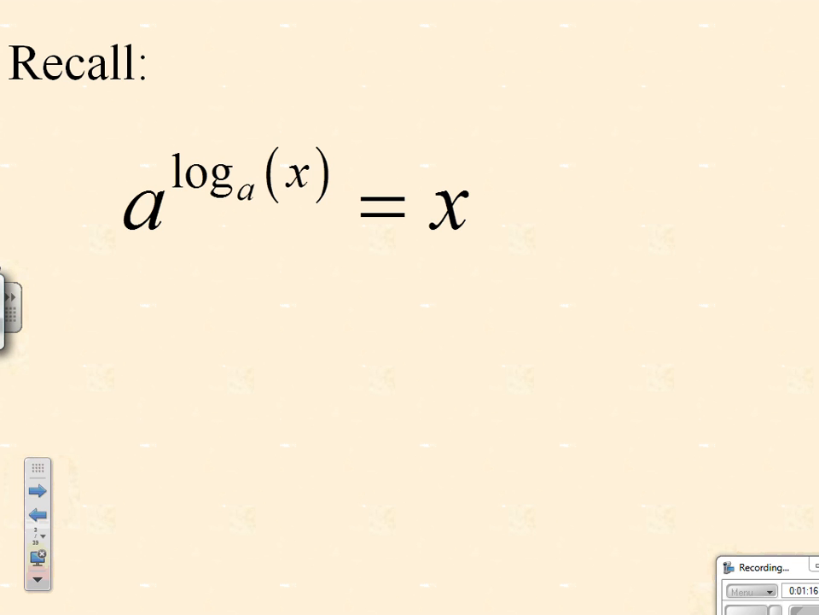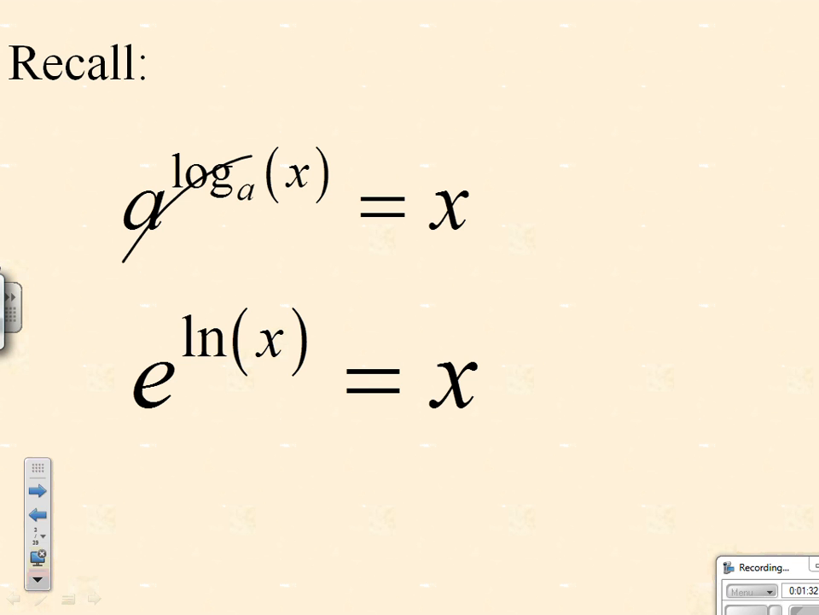A raised to the log base a of x is x. All we have here are inverse operations. This is what we're going to be doing today. We're going to see a logarithm. I need to get rid of that logarithm. I will insert base a to get rid of it.